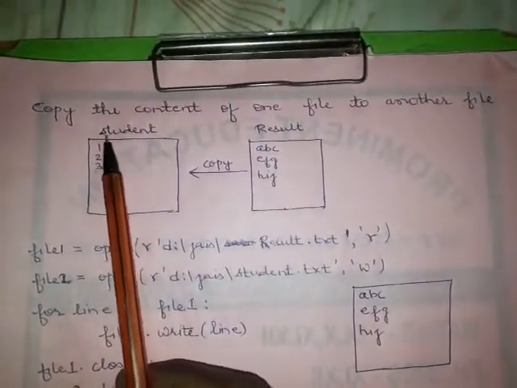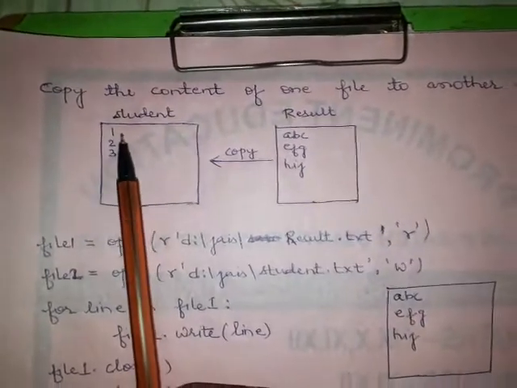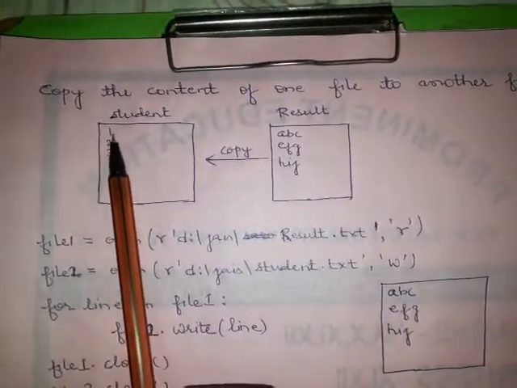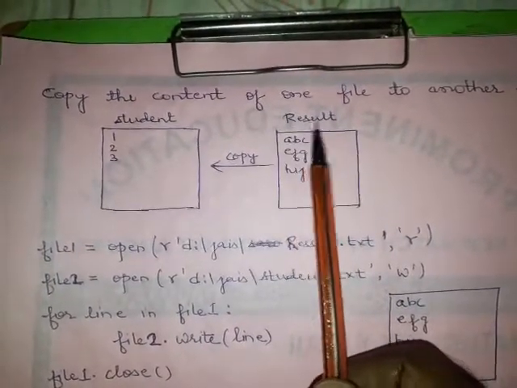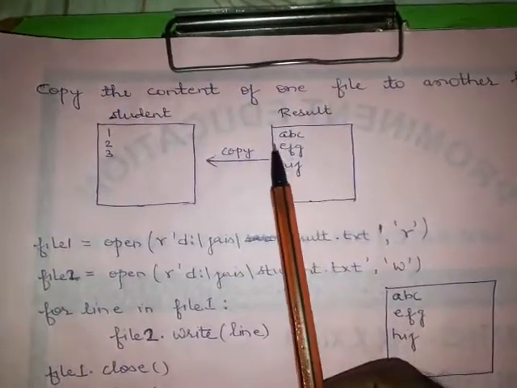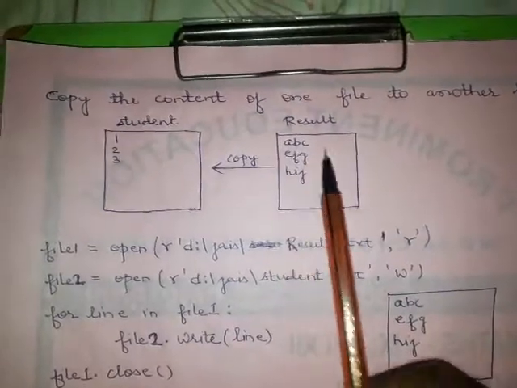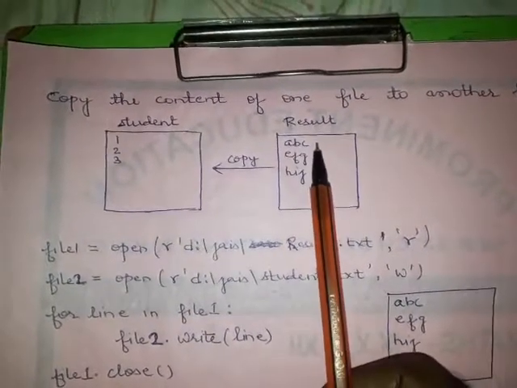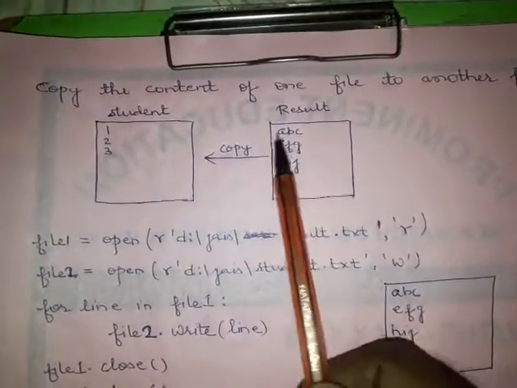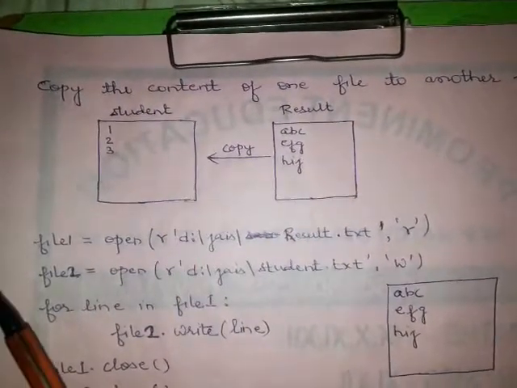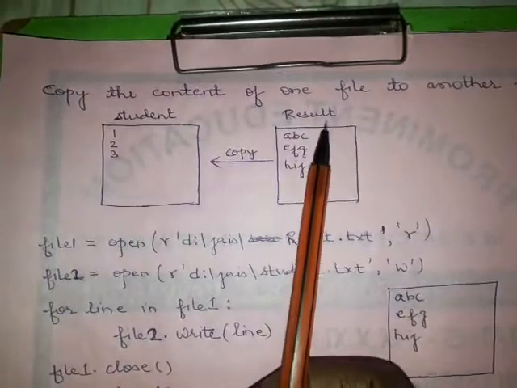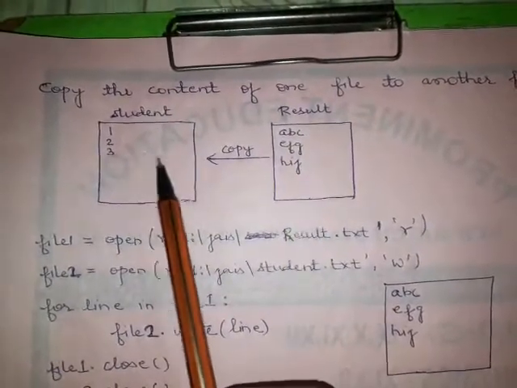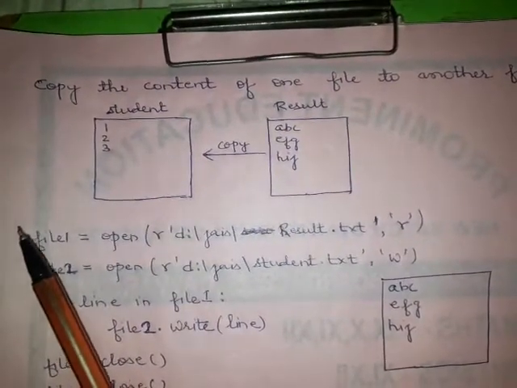Suppose we have a file student in which something is already written: 1, 2, 3. Now there is another file result in which some content was written previously. I want to copy all this content into the file student. How do we write the content of the file result to the file student with the help of a program?